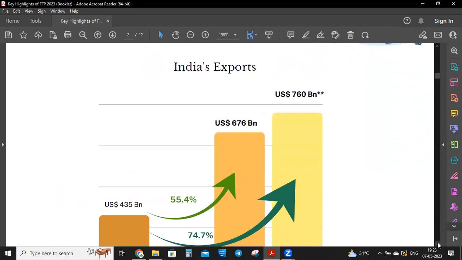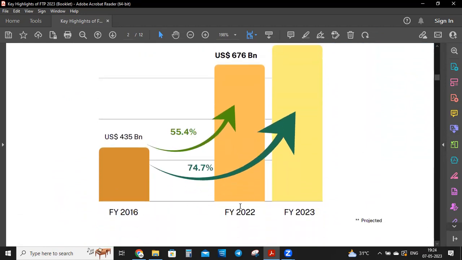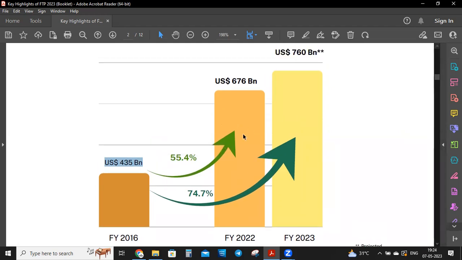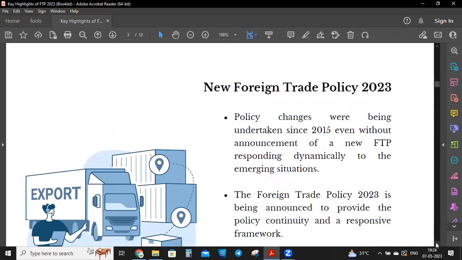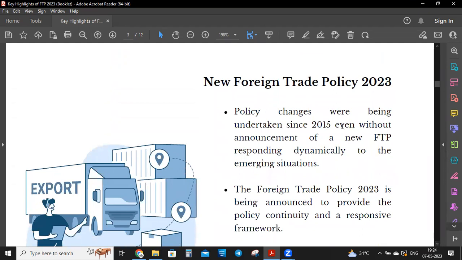So this is the front graph of India's export. You can see in 2016 our export is $435 billion, and now if you will see 2022 it is 676, and in 2023 it is 760, and if we compare with this, there is a 55% growth and 74% growth, which is a very good growth for our country. Okay, so let's see new foreign trade policy 2023.